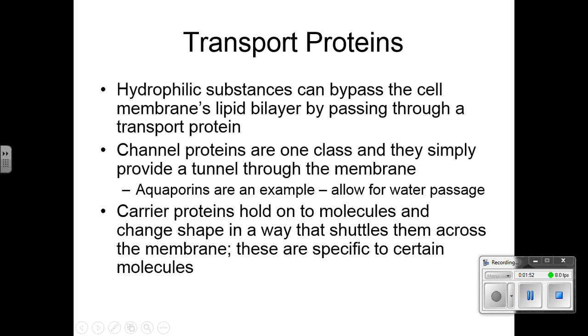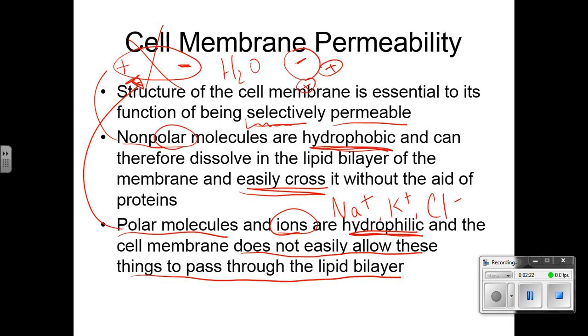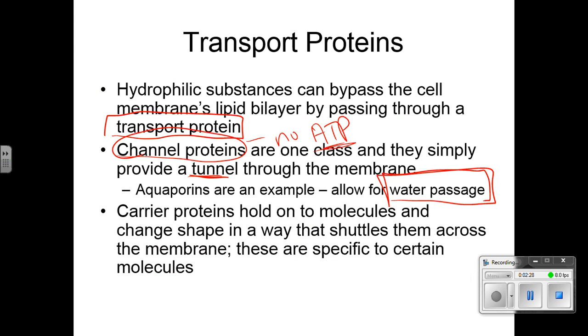Hydrophilic substances can bypass the cell membrane's lipid bilayer by passing through a transport protein. We discussed those in the first part of this chapter. They are embedded in the membrane. Channel proteins are one class, and they simply provide a tunnel through the membrane. Channel proteins do not require energy. They're just a tunnel. They're not a pump. Aquaporins are an example of this, and they allow water to pass through, because remember, polar molecules need help, and water is a polar molecule.